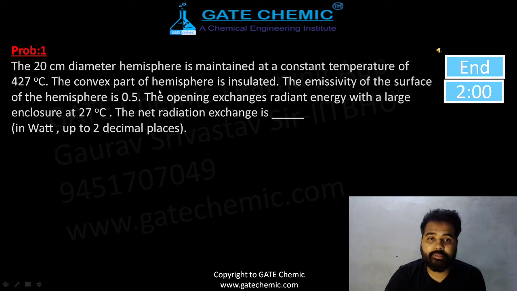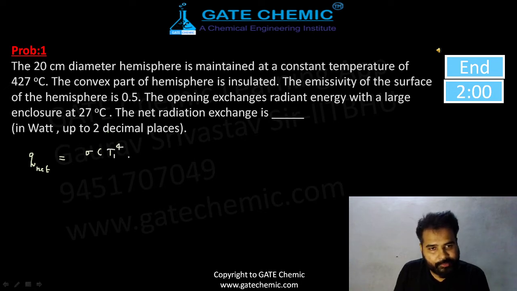So now I am giving you a hint. What is the hint? Whenever you want to calculate net radiation exchange between two bodies, then in that case Q net can be written as sigma (T1 to the power 4 minus T2 to the power 4) divided by the sum of all resistances.